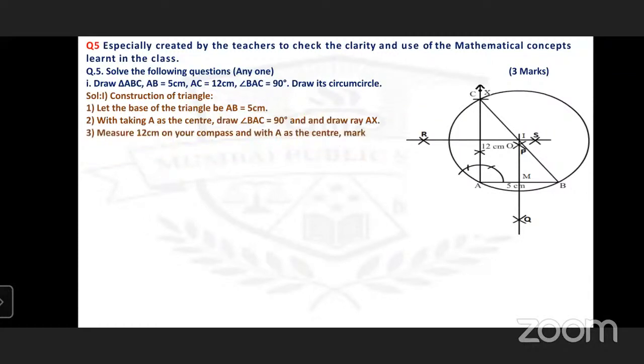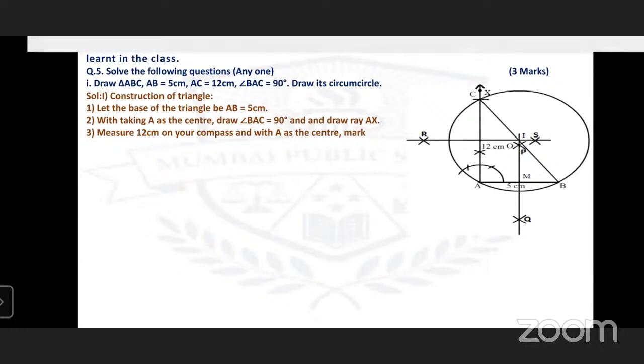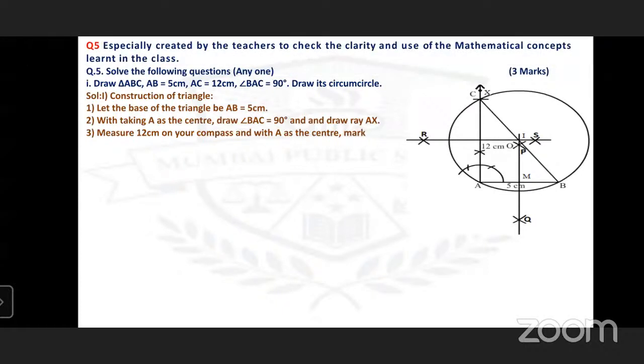Now third, we measure 12 centimeters on your compass with A as center and mark. From A, we take 12 centimeters and we mark the point here. Now point C is at 12 centimeters from A on the ray AX. Next, join points B and C to get a triangle. Then we join B and C. We get a triangle ABC, which is a right angle triangle.